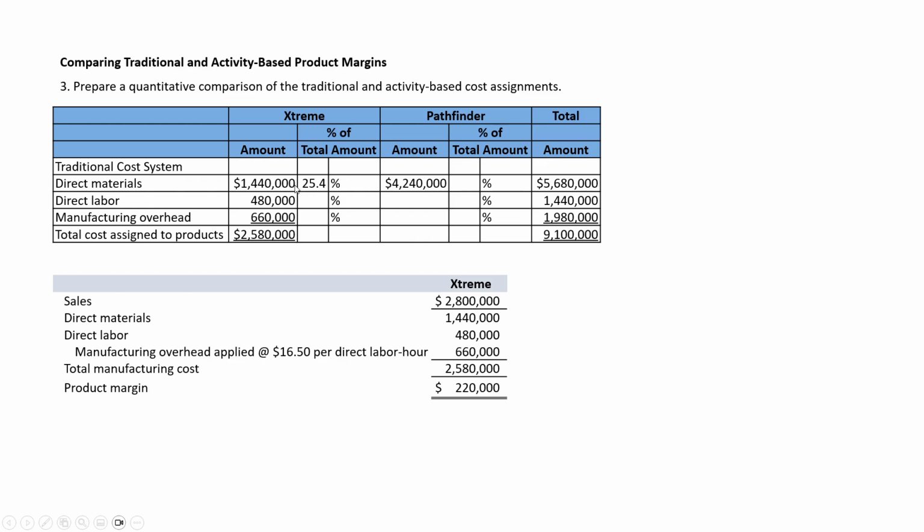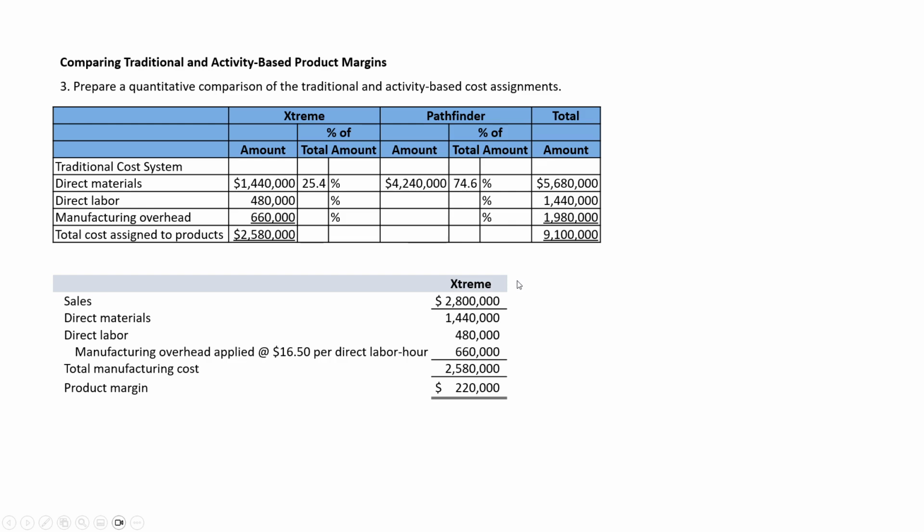The percentages are just looking at the percentage of the total. Direct materials of $1,440,000 divided by total direct materials for the company's both products combined of $5,680,000 means 25.4% of the material cost for the company is assigned to Extreme. Pathfinder, again, just showed you the overall calculation here of $4,240,000 divided by $5,680,000 for the company means 74.6% of the material cost for the company is assigned to Pathfinder.